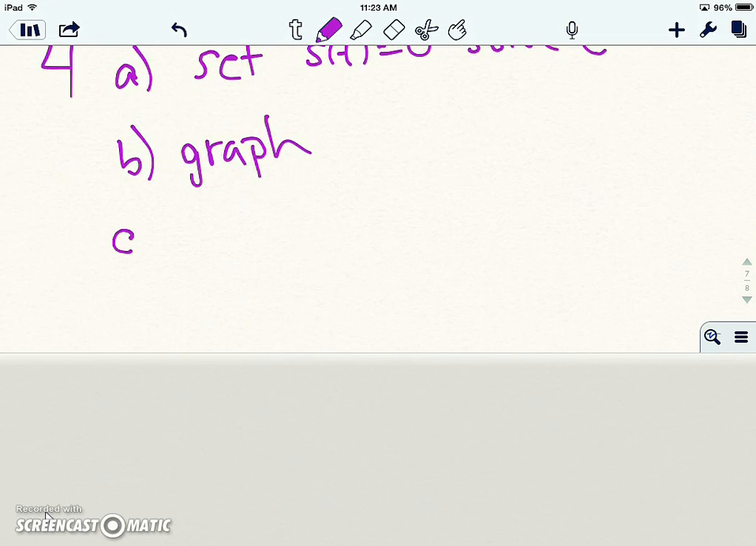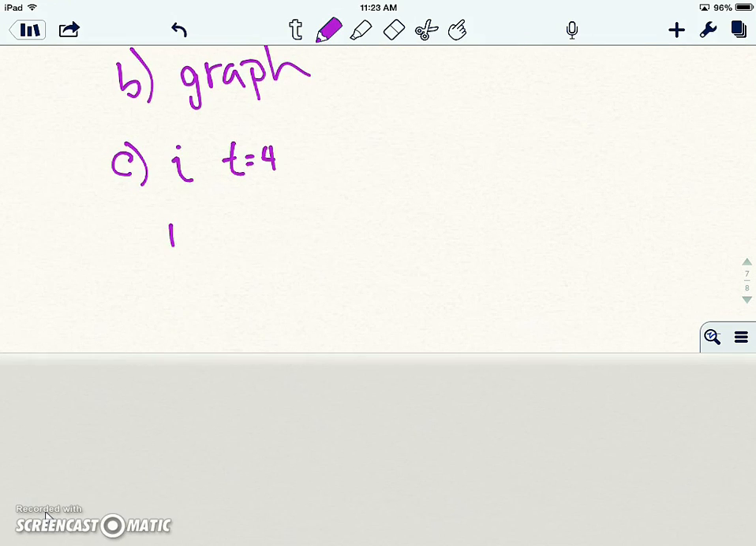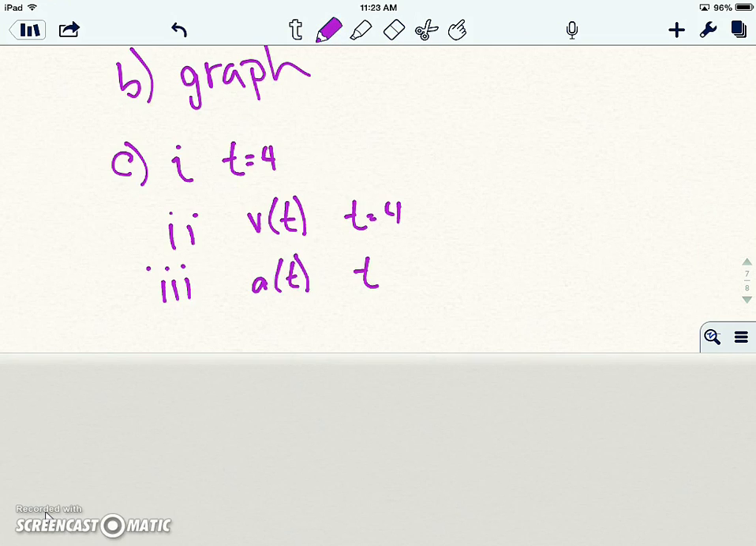For C, I, plug in t equals 4. For double I, find the velocity equation or take the derivative and then plug in t equals 4. For triple I, take the derivative again to find the acceleration equation and plug in t equals 4. That much needs to be done before you come to class, and then we will discuss that.